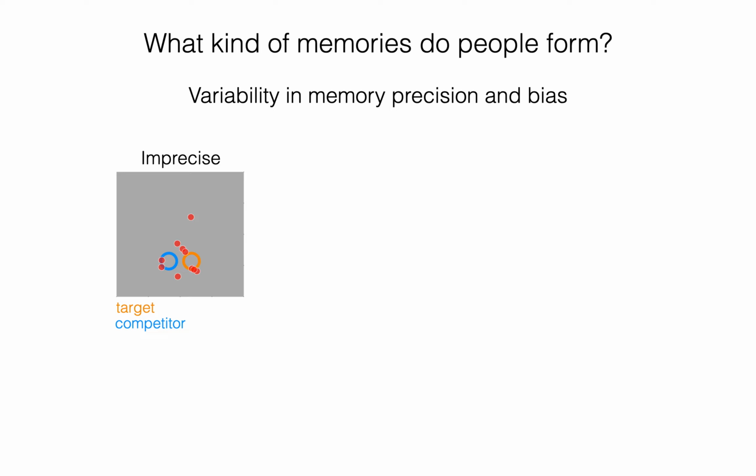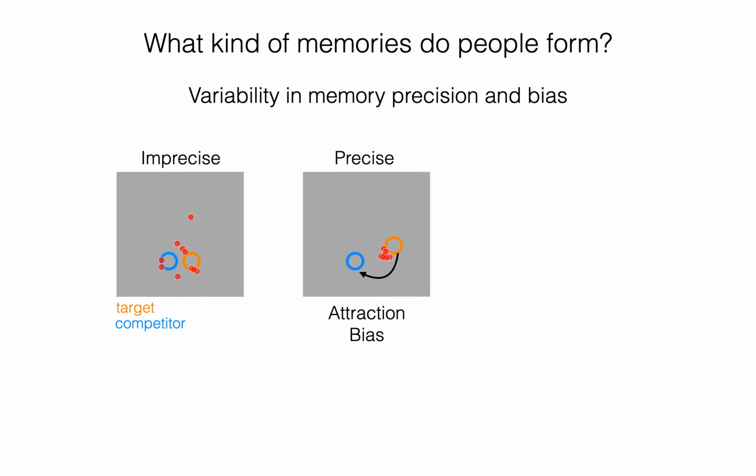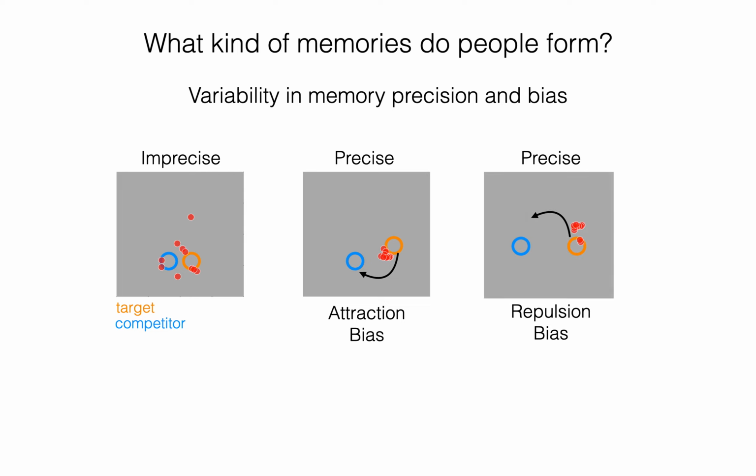For other stimuli, subject responses are precise but biased. This is an example of an attraction bias, where the subjects reliably remember the target location as closer to the competitor than it actually is. We also see the opposite bias, or repulsion bias, where subjects reliably report the target location as farther away from the competitor than it actually is.